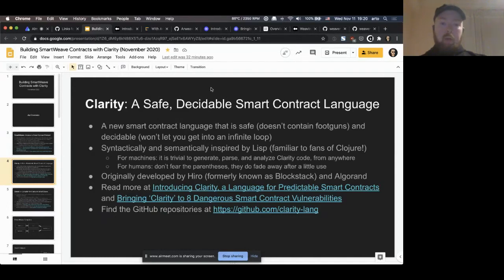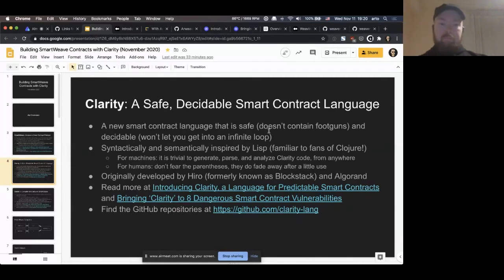The second most important thing is that Clarity is decidable. Clarity is not Turing complete. I'll get into that in a bit. The most important aspect of that is you cannot write an infinite loop. I think that would be intuitively obvious. The halting problem means that you never know when you might get hit by a stray infinite loop, and that will never happen in a Clarity contract.